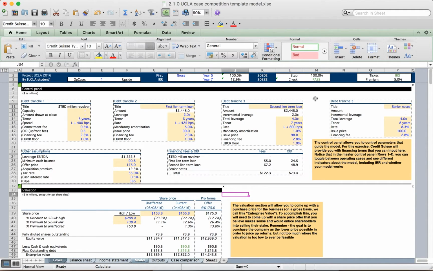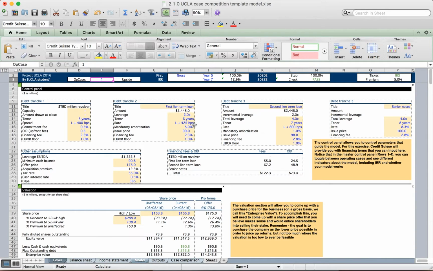included in this model. So on the model tab, if we look up on the top here, we can see that we've got in the blue bar here the master control panel. The first thing that you see here is that we've got op case. So we have three choices of operating cases, and this is going to give you a quick way to look at how your LBO is functioning and the returns that you can expect depending on which set of assumptions or projections that you're using lower down in this tab.